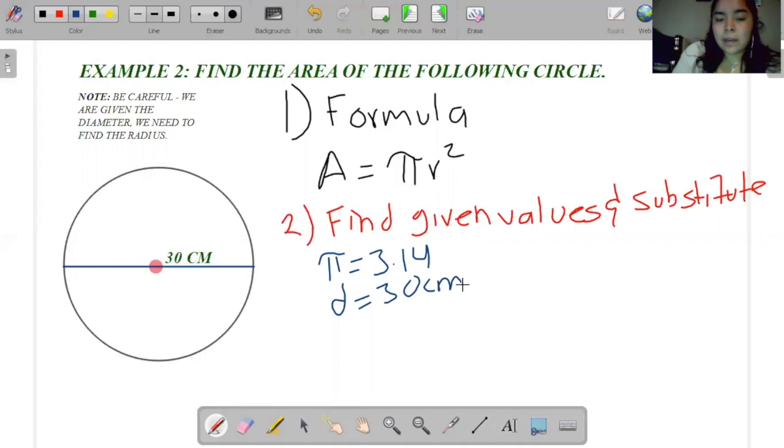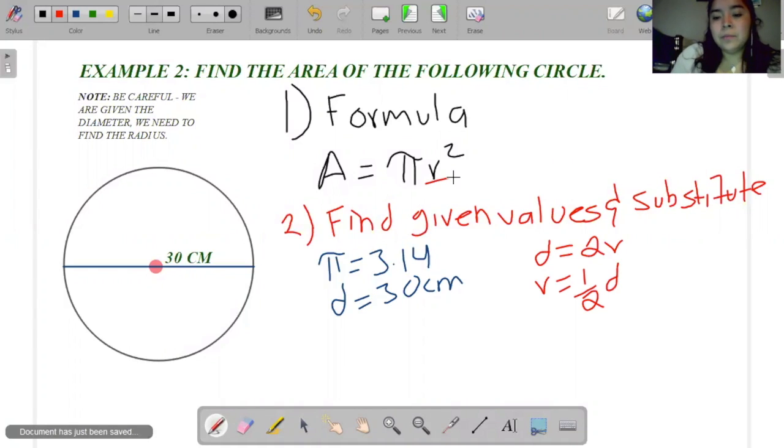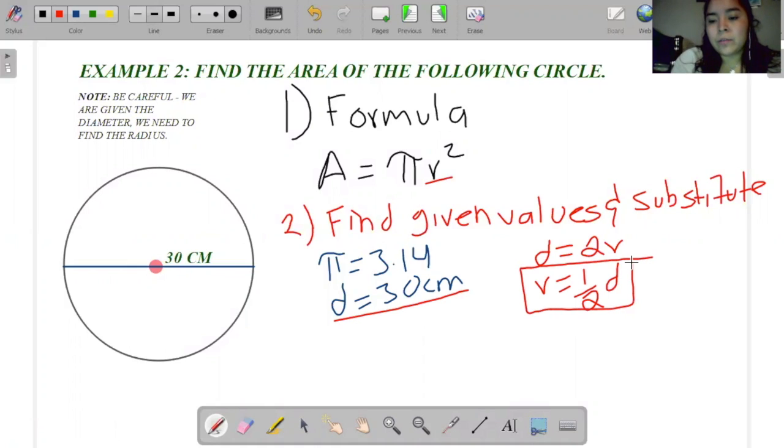If you remember at the beginning of this video, I gave you a tip. The hint was to remember that d is equal to 2 times the radius, and that the radius is half of the diameter. So how can we find the radius? Because the formula requires a radius. In this case, we know that r is equal to half of the diameter, and our diameter is 30 centimeters, right? So we can use this formula here to find r.